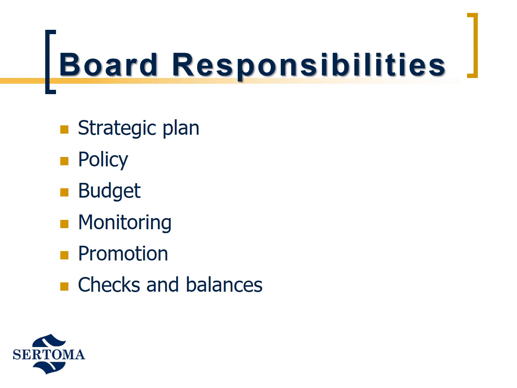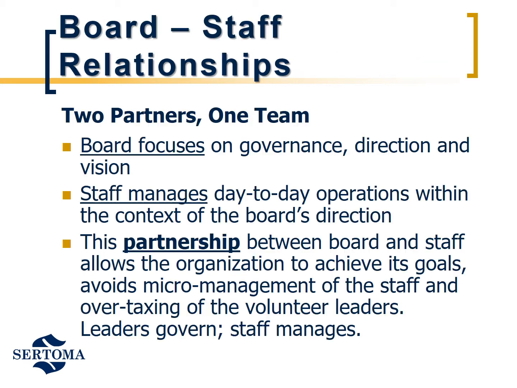As a whole, there are many duties the board oversees. This includes establishing the organization's strategic plan, setting any associated annual goals, and monitoring its progress. The board will also help set association policy, approve the budget, and actively promote the organization. Finally, the board helps maintain checks and balances by overseeing the executive director, attorney, accountant, and any other key consultants.